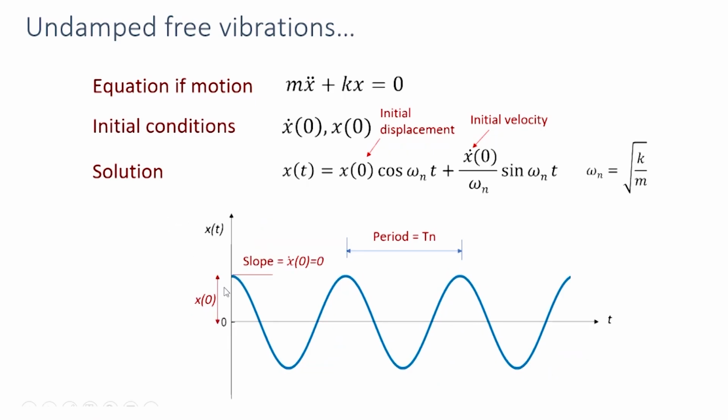And if there's no initial velocity given, and if there's only initial displacement, then the nature of the curve will be like this. Slope at 0 will be 0. So that will be flat.